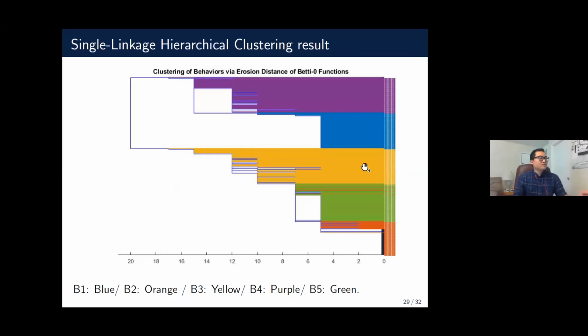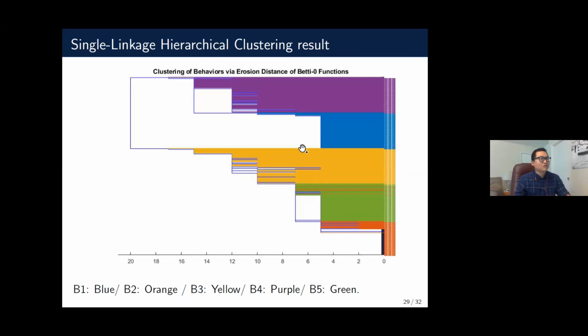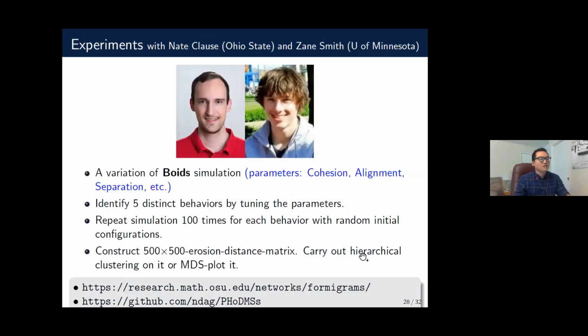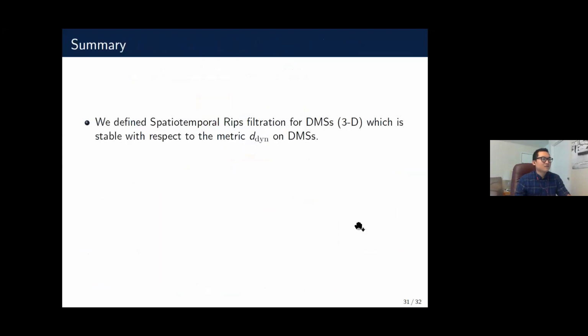And the result was very nice. These 5 different colors stand for 5 different parameter settings, and each color has 100 behaviors. This is the result of hierarchical clustering, and this is the result of MDS plotting. By the way, these results are mainly produced by this Nate. He did all the nitty-gritty things about this experiment. I'd like to note that.